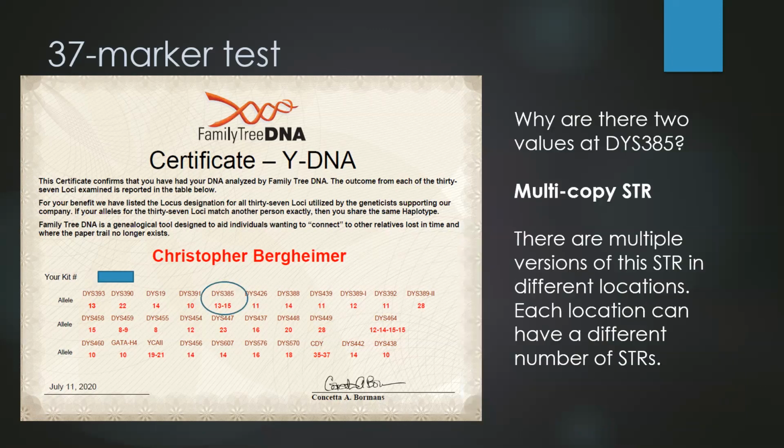So why are there 2 values at that DYS 385? That's because it's a multi-copy STR. So there are multiple versions of that STR in different locations. And each location can have a different number of repeats.